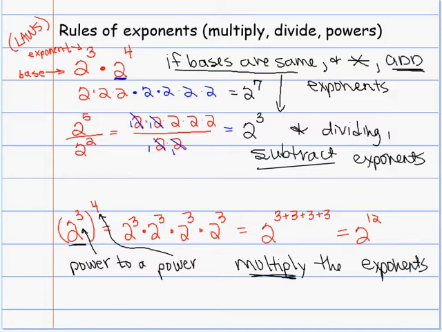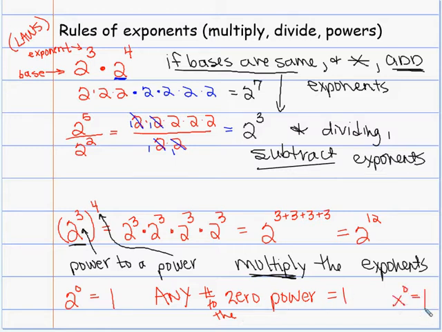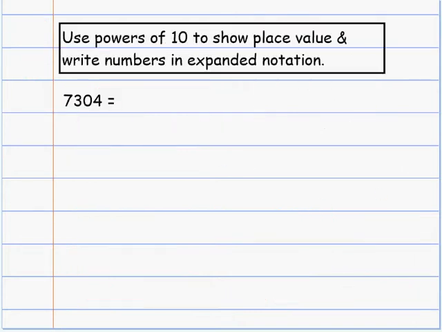Okay, and I'll throw one more in there just for the heck of it. 2 to the 0 power is equal to 1. Any number to the 0 power equals 1. And the exception would be 0, but you don't need to know that yet. So we're just going to say any number to the 0 power is going to be 1. And that would go for variables as well. So if you get x to the 0 power, that is still 1. Okay, so you need to know all that so that we can do some work.